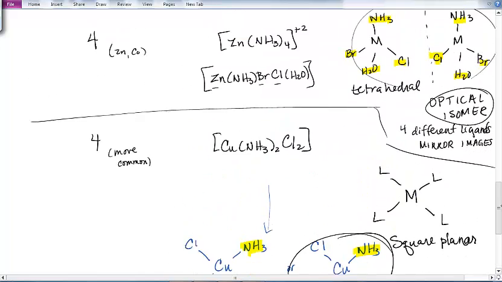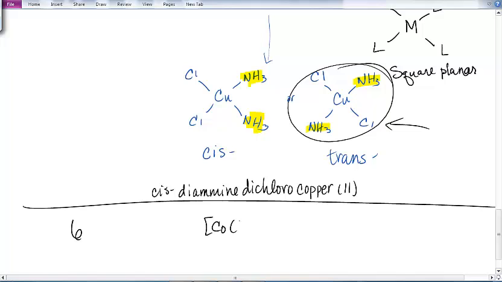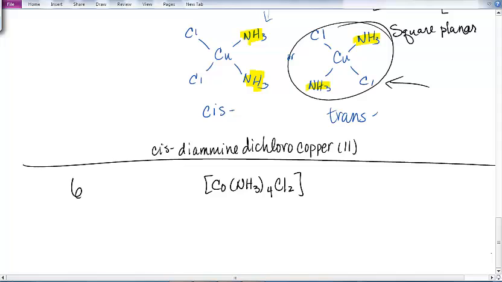All right, the last one to finish us up, coordination number of 6. So an example might be cobalt with 4 ammonias attached and a chlorine. This one doesn't have a charge either. And when 6 things try to get around that central atom, they make an octahedral shape, which shouldn't be a surprise to us. So octahedral, metal, ligand, and then square planar.